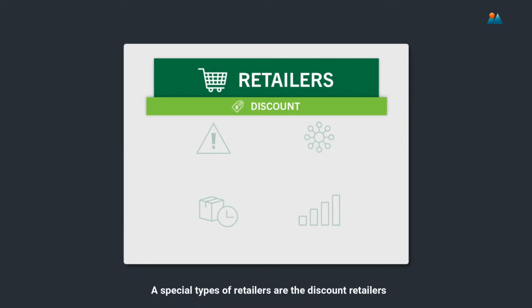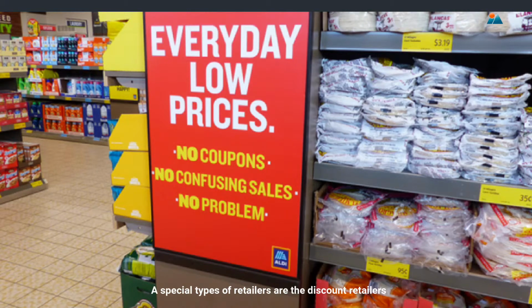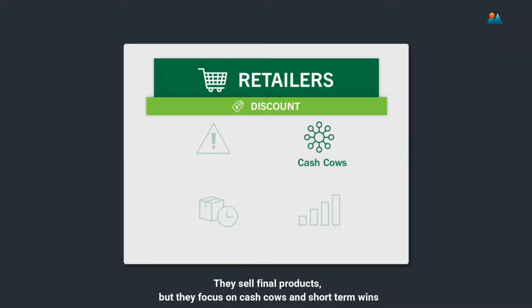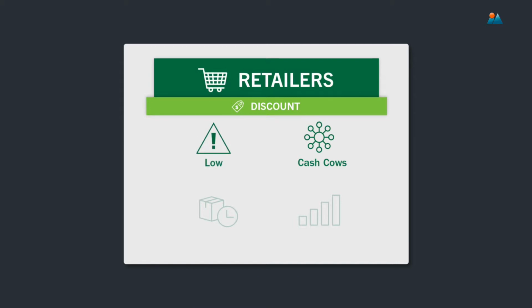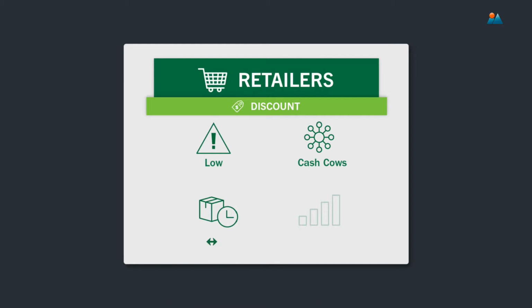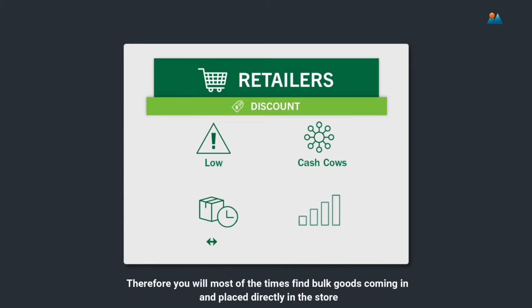A special type of retailers are the discount retailers. They sell final products, but they focus on cash cows and short-term wins. The storage time is extremely short because velocity is king. Goods must move, otherwise they will not make a fast profit out of it. In the discounter world, it's all about quantity and speed. Therefore, you will most of the times find bulk goods coming in and placed directly in the store.